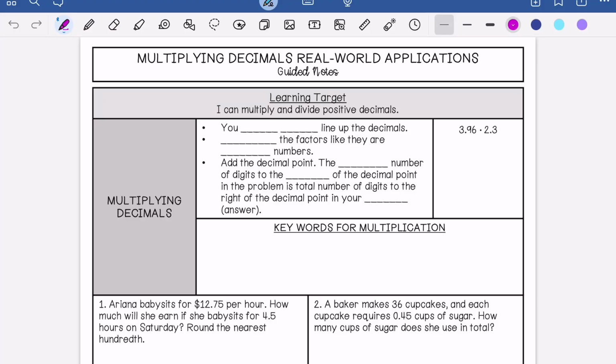Going over multiplying decimals in real-world applications. My learning target is I can multiply and divide positive decimals. So we are going to review how to multiply decimals, and then we're going to talk about keywords that we may see for multiplication, and then do a few word problems together.